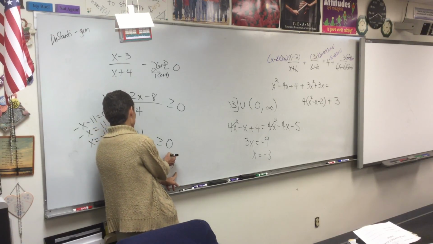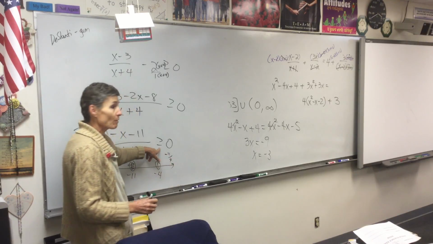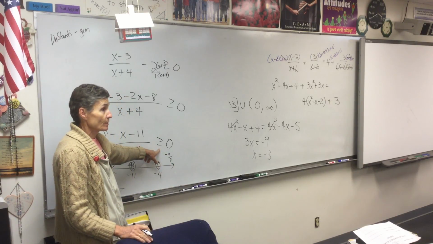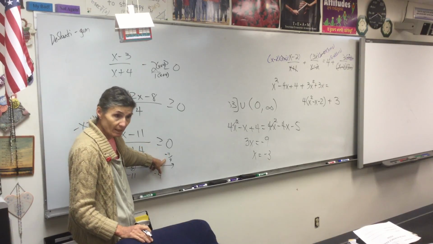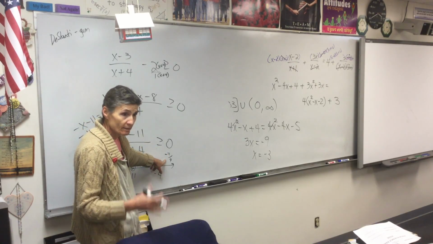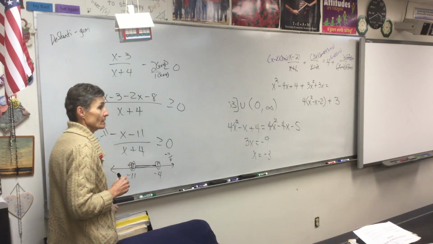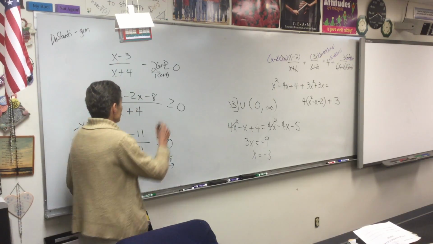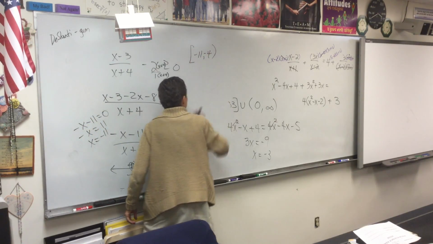If we put in 0, we get negative 11/4. Is that what we were hoping for? No. Greater than 0 means positive. You got a negative 11/4. That means it's not good. So that didn't work, which means this one does. And your answer is everything from negative 11 to negative 4.